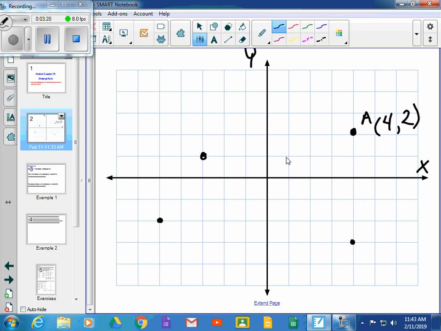Let's say I want to go over here to point B. Starting from the origin, this time to get there I have to go to the left 3. Going left is a negative number, so I'm going negative 3, and then from there I'm going to go up 1. Up is a positive number, up 1.